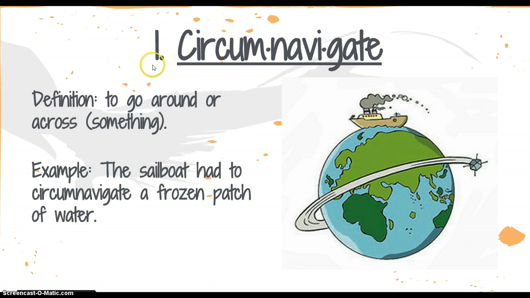Our first vocabulary word is circumnavigate. You're going to write your word in your word wall, and you're going to separate it right here. You're separating the prefix circum, which means around, from the base word navigate. The definition of circumnavigate is to go around or across something. Definition again, to go around or across something. Example: the sailboat had to circumnavigate a frozen patch of water.